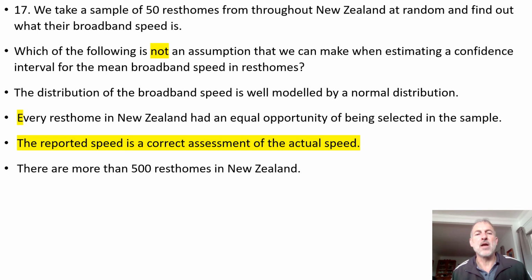People, you can never say that the reported speed is a correct assessment of the actual speed because people are guessing it. If you've got a survey and then they're just guessing it, okay? So you can never make that assumption. So the one in yellow is wrong, the second last one.